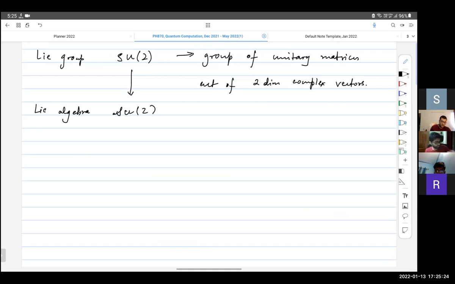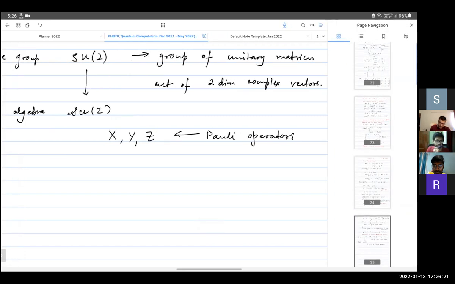And so what is the relationship? What is su2? su2 is the Lie algebra. su2 also consists of a set of 2x2 matrices. Okay, so they are both 2x2 matrices. But what is the relationship? The relationship is the following. Let's say that you have these Pauli operators, okay? So let me write them down again. We have X, Y, and Z, right? These are the Pauli operators. And I have introduced these to you earlier, right?